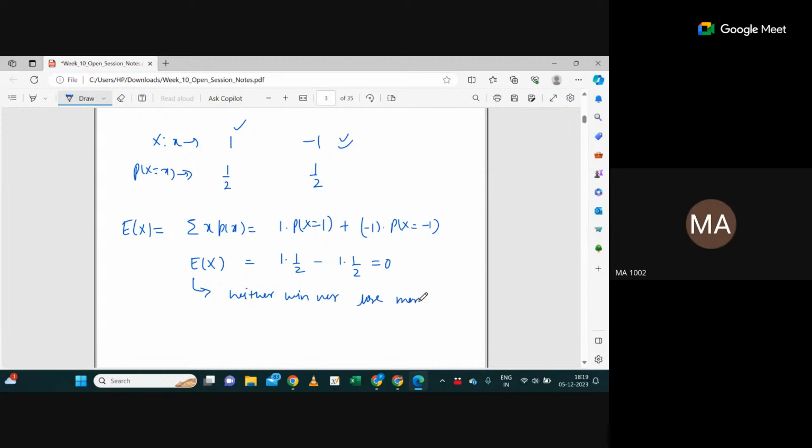If, for example, in any scenario, expected value of X is coming out to be negative, that means you will lose money. And if expected value of X is coming out to be some positive number, that means you are going to win the money. Okay, some idea is clear about expectation of a random variable, no? Yes, sir.